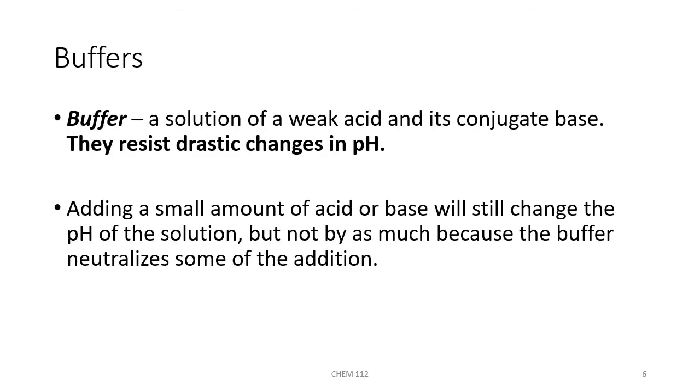The last two common ion examples that we went through were actually examples of buffer solutions. Buffers are solutions of a weak acid with its conjugate base. They resist drastic changes in pH. So you can add strong acid or strong base to a buffer solution and the pH won't actually change very much, even though you're adding a strong acid or a strong base to it. When you add a small amount of acid or base, the pH will not change because some of it will end up being neutralized by either the weak acid or the conjugate base in there with it.